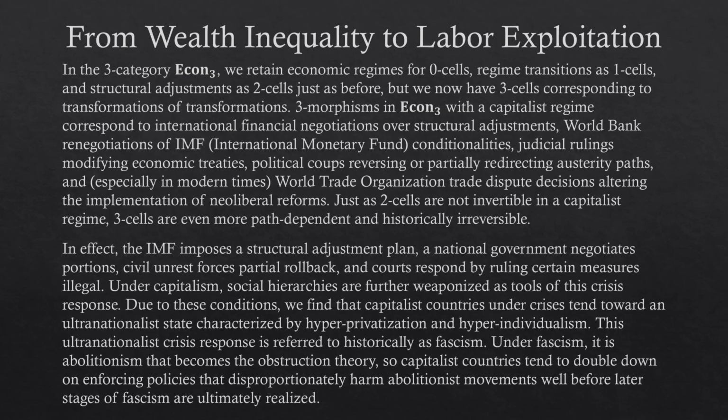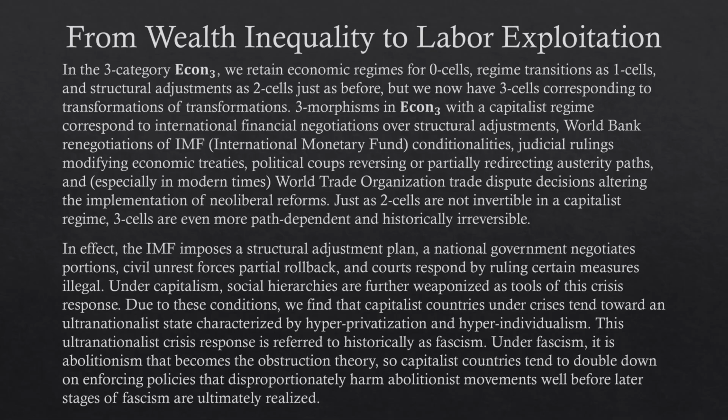In effect, the International Monetary Fund imposes a structural adjustment plan, a national government negotiates portions, civil unrest forces partial rollback, and courts respond by ruling certain measures illegal. Under capitalism, social hierarchies are further weaponized as tools of this crisis response. But due to these conditions, we find that capitalist countries under crises tend toward an ultranationalist state characterized by hyper-privatization and hyper-individualism. This ultranationalist crisis response is referred to historically as fascism.